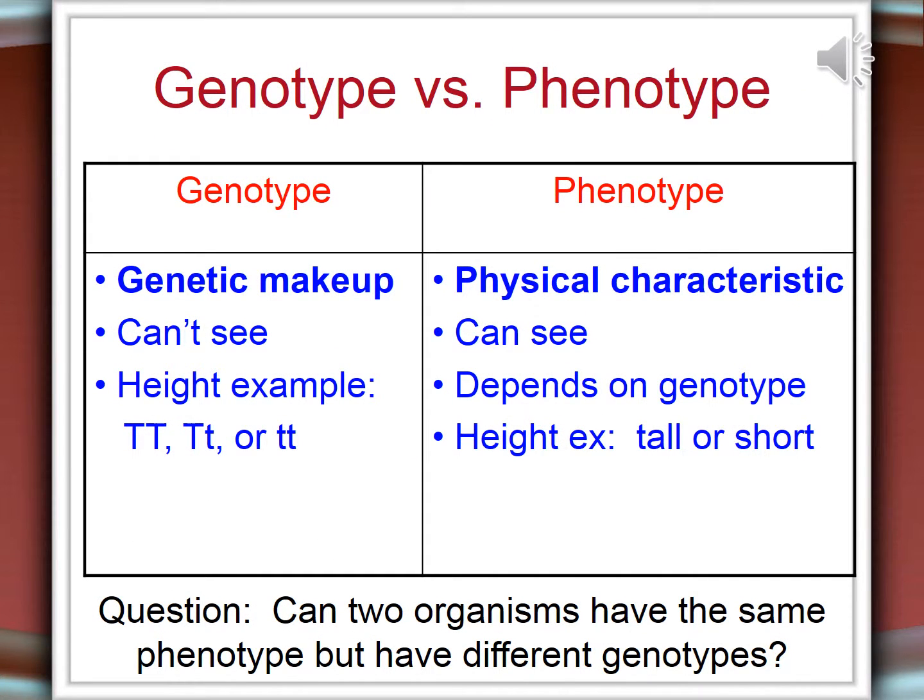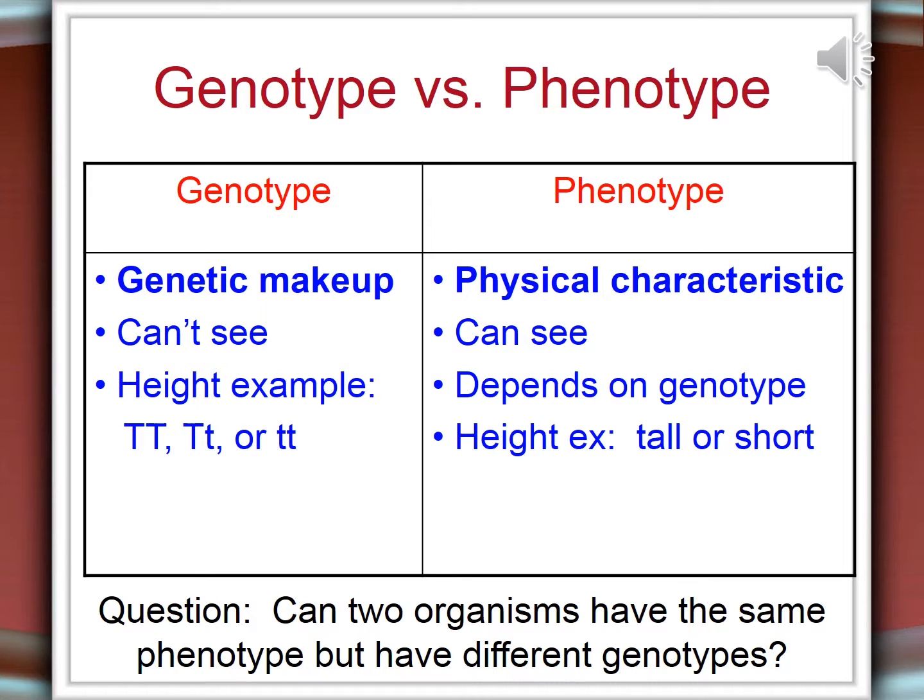Okay. So now we're going to go over the difference between genotype and phenotype. Genotype is the type of genes you have, the genes in the DNA inside of your nucleus. Can you see them? No, but it is your genetic makeup. Examples of how we show them on paper are letters. So big T, big T, big T, little t, or little t, little t. That's how we show genetic makeup. That would be the genotype.